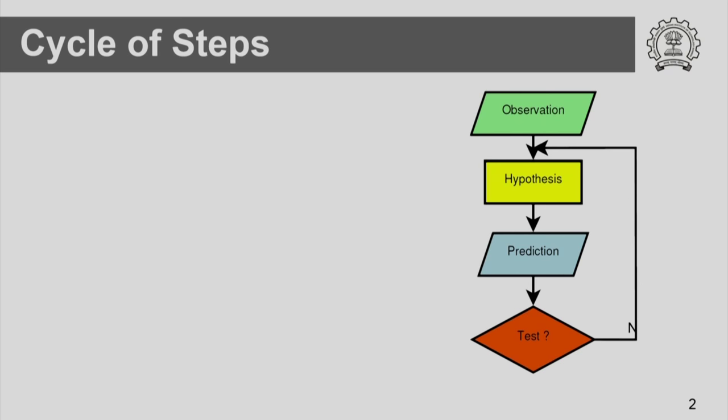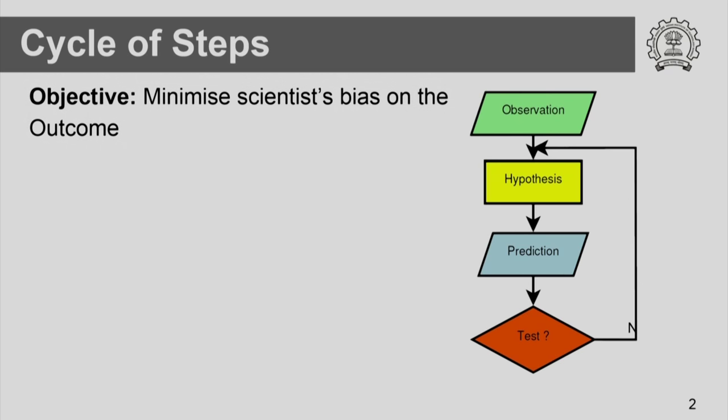Welcome. In this lecture, I'm going to show how the scientific method can be applied to a simple, mundane day-to-day example. To begin with, let's review all the steps that are involved in applying a scientific method. Well, the main objective of the scientific method is to minimize scientist bias on the outcome. So that is the prime objective of the scientific method.